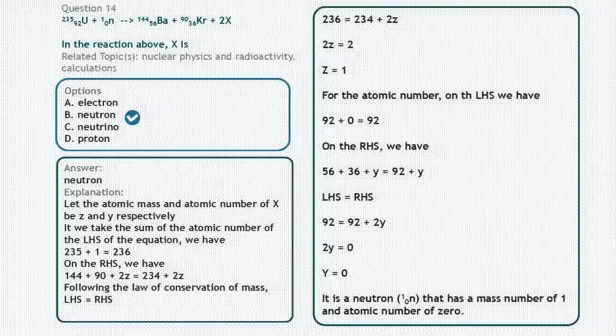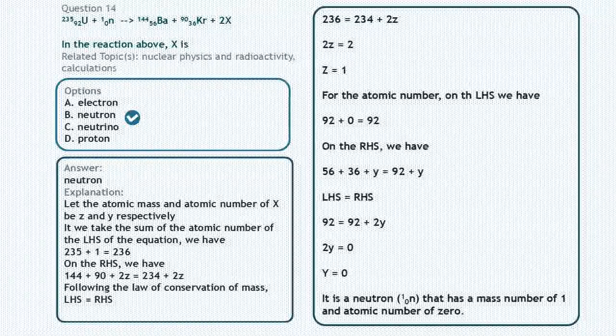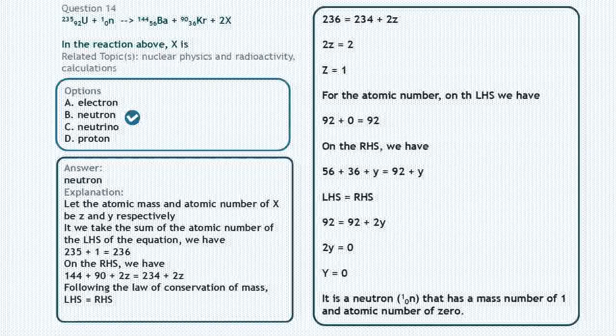Now, like I said, following the law of conservation of mass, the sum of the atomic number here must be equal to the sum of the atomic number here. For this side we get 92, for this side I get 92 plus 2y. So we just say 92 is equal to 92 plus 2y. Then if you bring this 92 to this side, it becomes 92 minus 92, that will become 0. So you are going to have 0 is equal to 2y, or 2y is equal to 0. If you divide both sides by 2, y will be equal to 0.